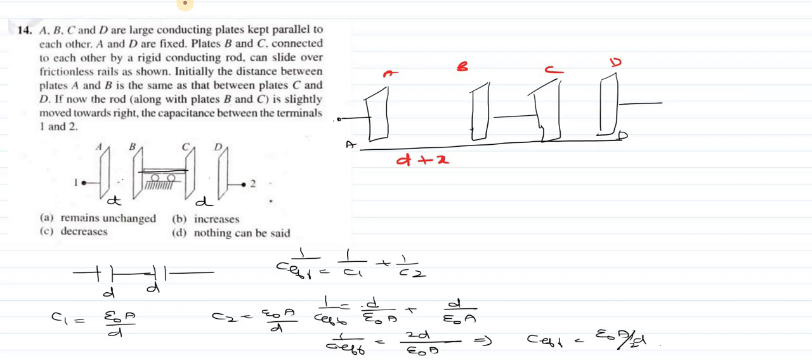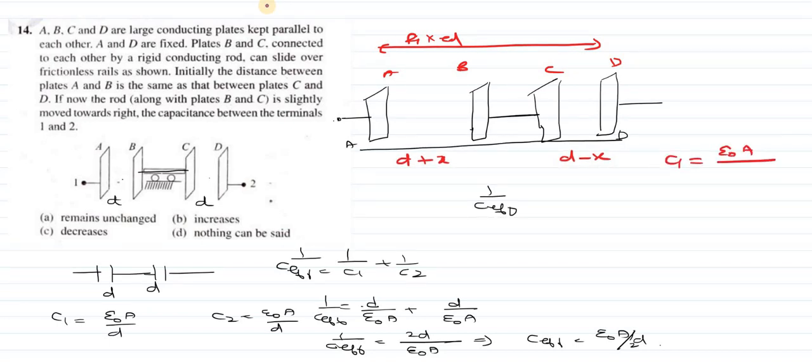But at the same time, since A to D is a fixed distance, between C and D it will decrease. So the distance will be D minus X. Now I can find the effective capacitance of the series combination. C1 is now epsilon naught A divided by D plus X. C2 is epsilon naught A divided by D minus X, because correspondingly the distance is reduced there.